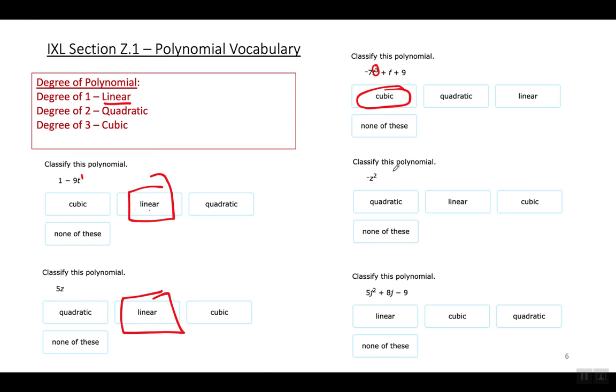This one has a degree of 2, so it's quadratic. Because it says right here, if it has a degree of 2, it's quadratic. This one also has a degree of 2, so it's also quadratic. If it has a degree of 2, it's quadratic.